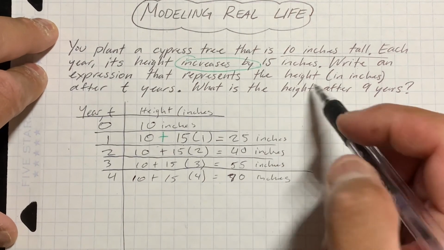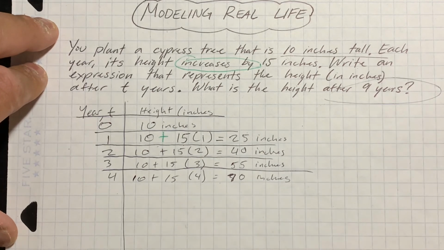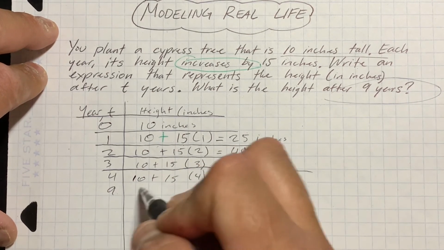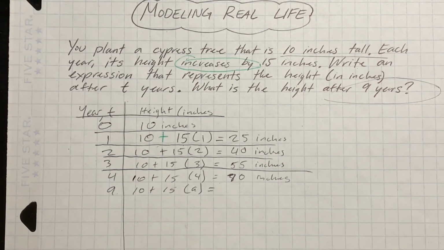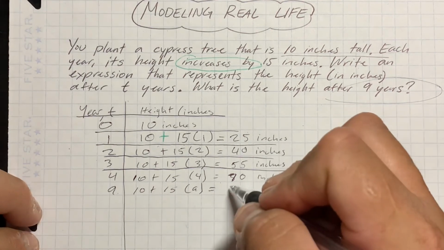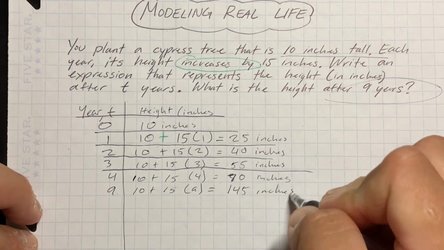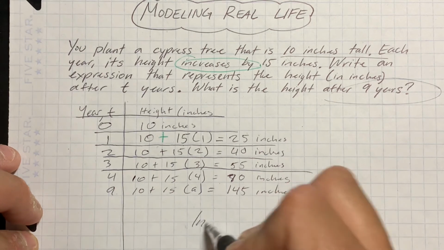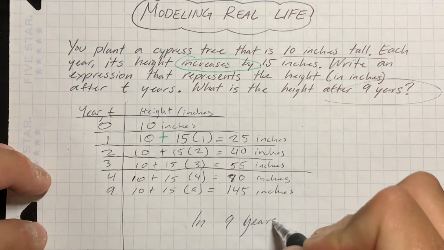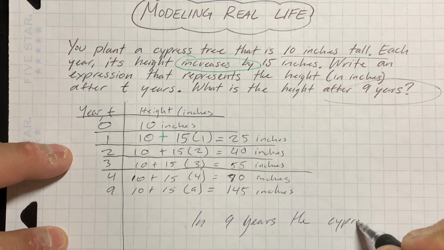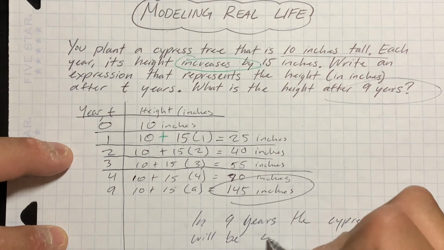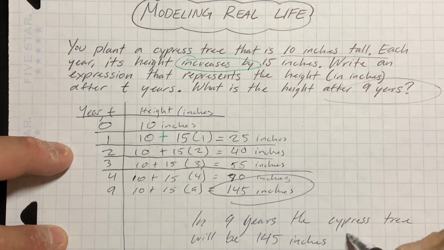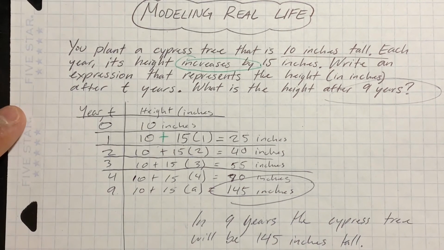But it says, what is the height after 9 years of having that cypress tree? Let's put 9 years here. 15 times 9, and then we'll figure that out. 15 times 9 is 135, plus 10 is 145 inches. So what is the height after 9 years? In 9 years, the cypress tree will be 145 inches tall.